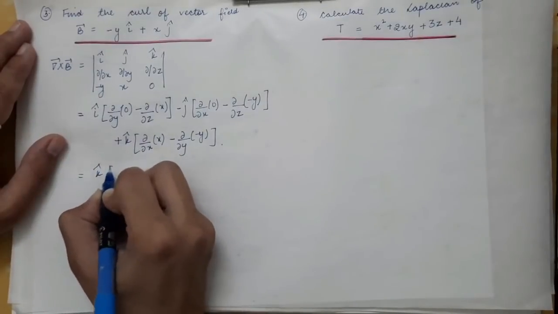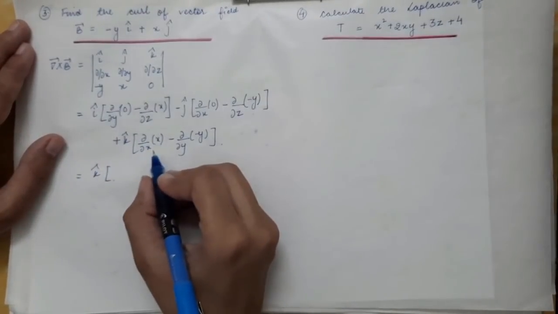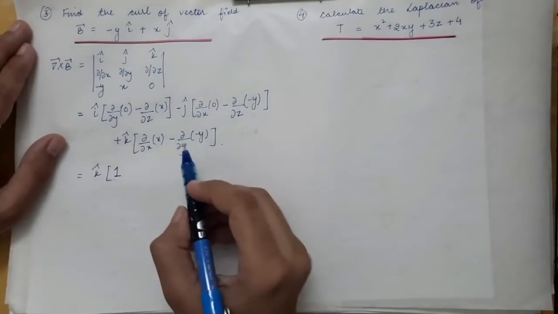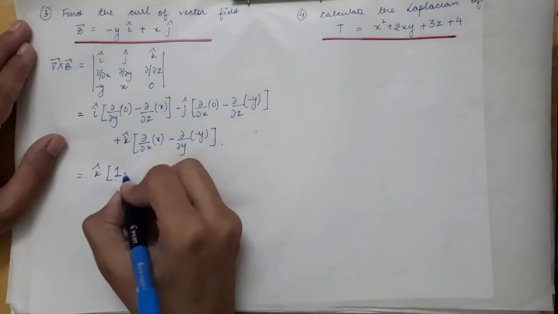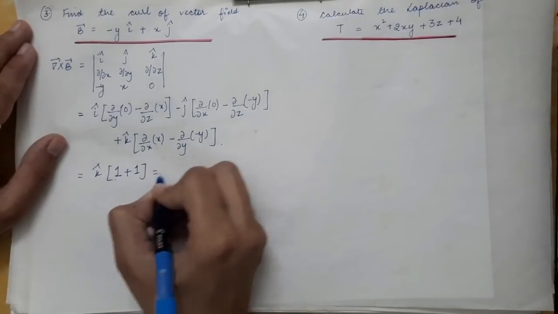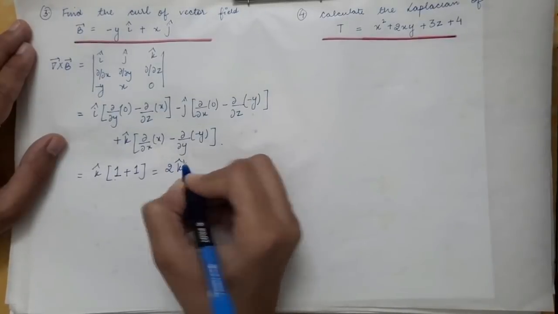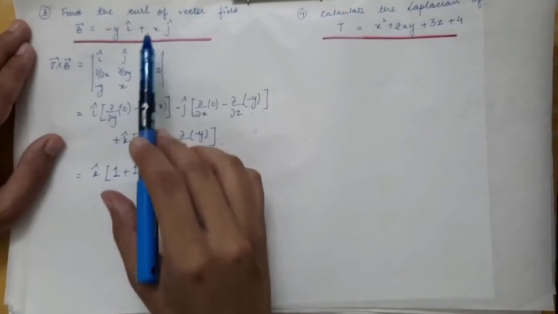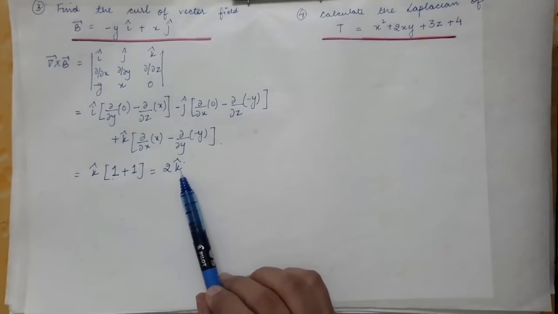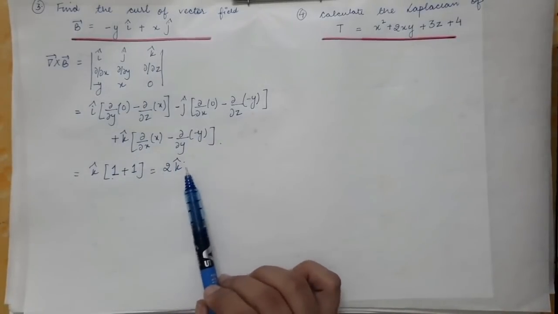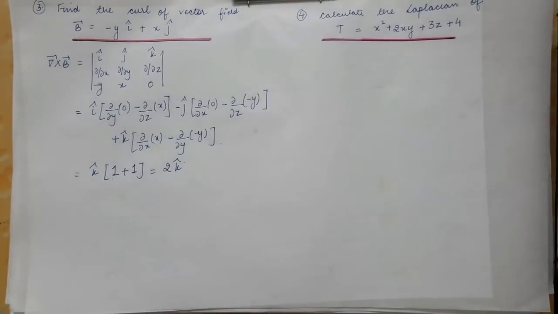So k cap del x by del x will be equal to 1, and del by del y of minus y, that will be equal to minus 1, and minus 1 into minus, that will be plus 1. So this will be equal to 2 k cap. So curl of this vector field which we are given in the numerical comes out to be equal to 2 k cap. So it has magnitude and it has direction. So curl of a vector field is always a vector quantity.